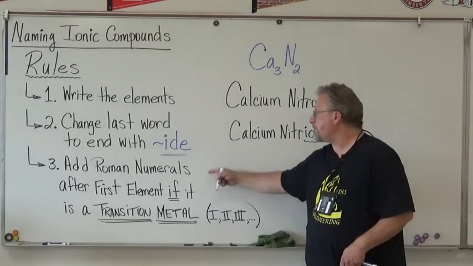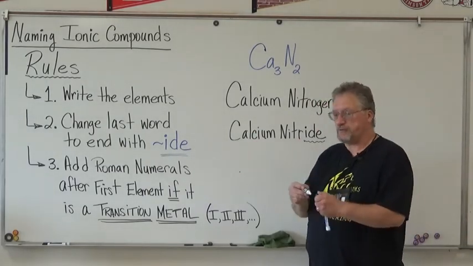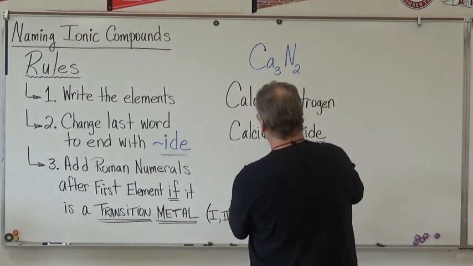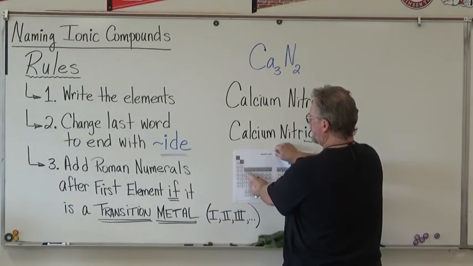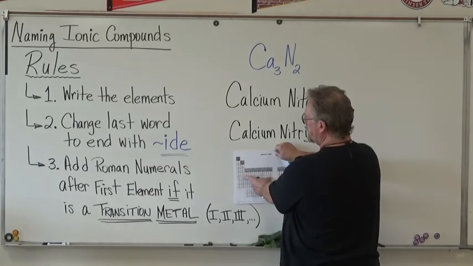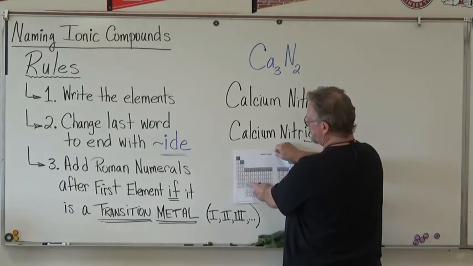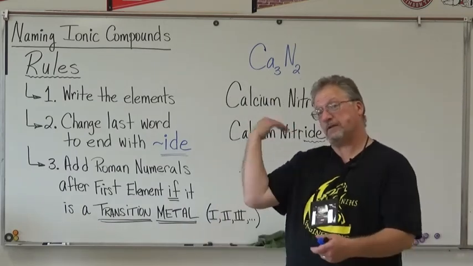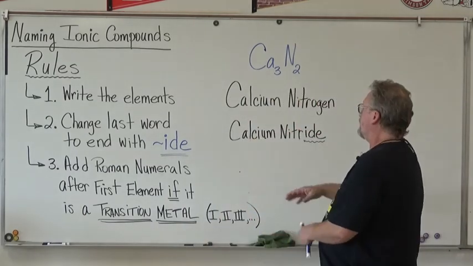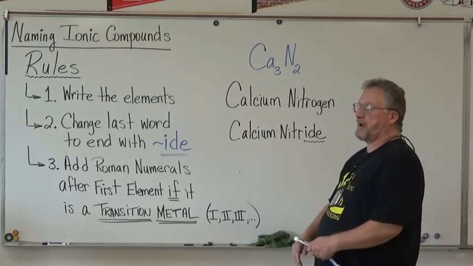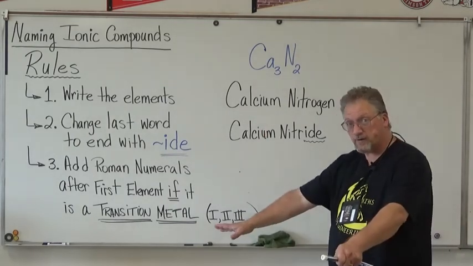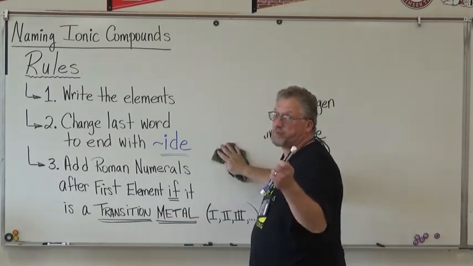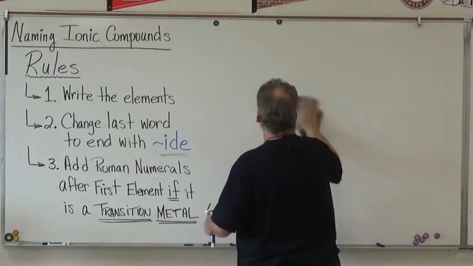And next, third step is calcium, a transition metal? Again, go to our handy-dandy periodic table. There's calcium right there. It's in column 2. It is not a transition metal. It's not in that big bridge area. That's why we learned about families in that last module. So it just stays calcium nitride. Bingo, bongo, done. Okay? Easy. Let's try one more easy one, and then I'll show you one with the transition metal.